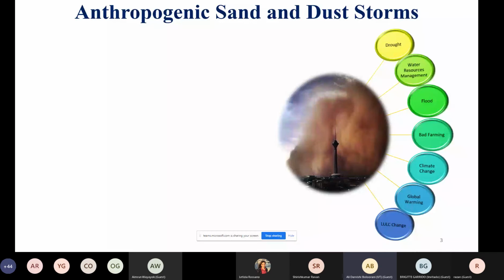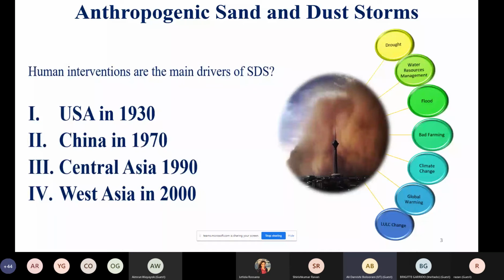Let me start with three or four examples of anthropogenic sand and dust storms. The first one goes back to 1930 in the US, the second to 1970 in China, then Central Asia in 1990, and 2000 in West Asia. I just put these clues here: if you search in Google, you will find a lot of information and documents regarding these four anthropogenic sand and dust storms that have been created by humankind.